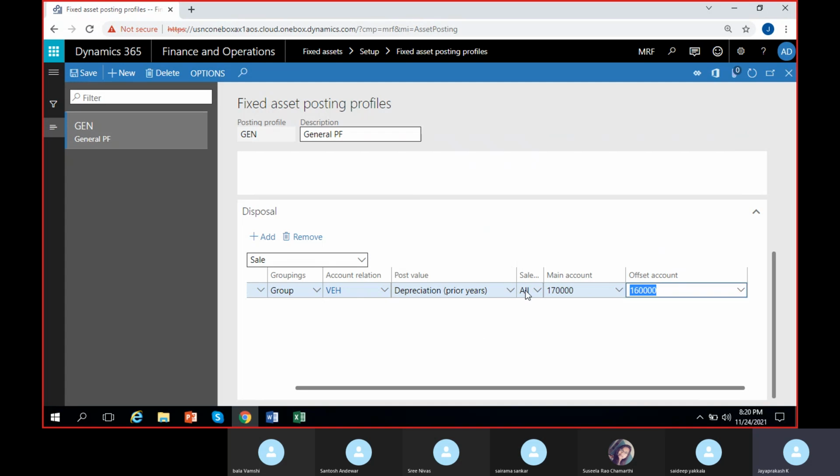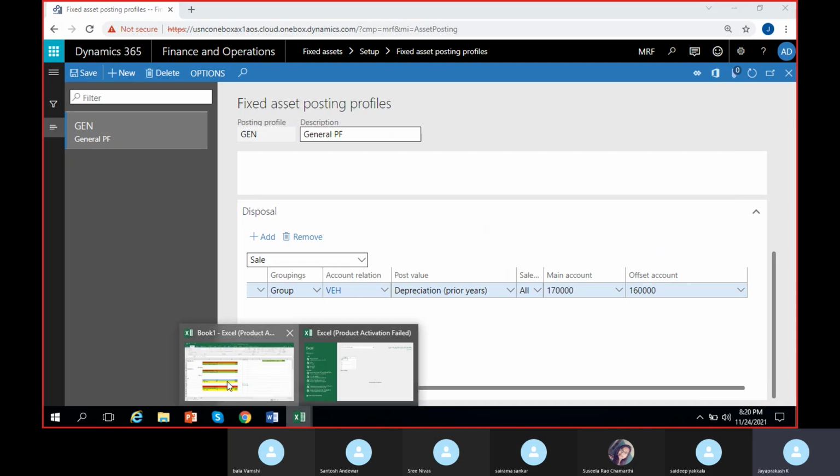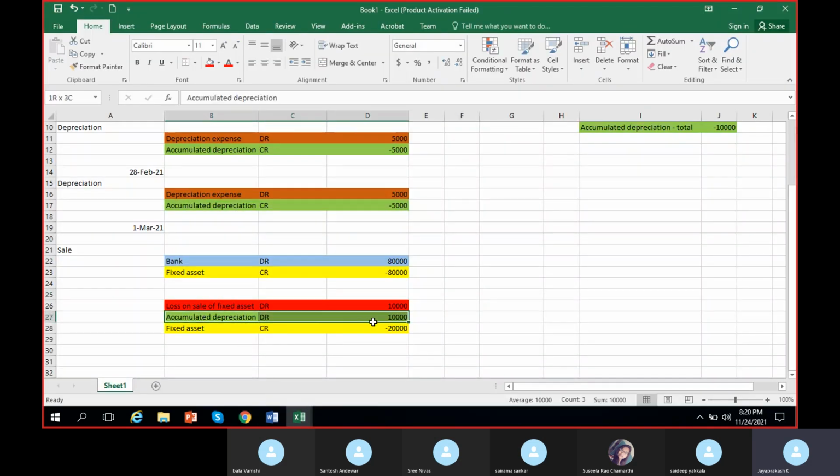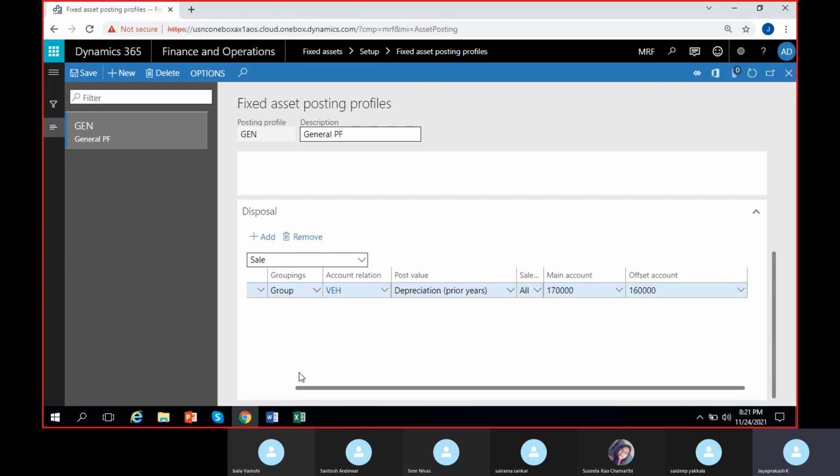Normally we want the accumulated depreciation to be debited and the asset account to be credited, right? Whenever depreciation is being reversed. So in this situation, accumulated depreciation is being debited and the fixed asset account is credited for the reversal of the depreciation we are talking about. So that is for the depreciation of the previous year.